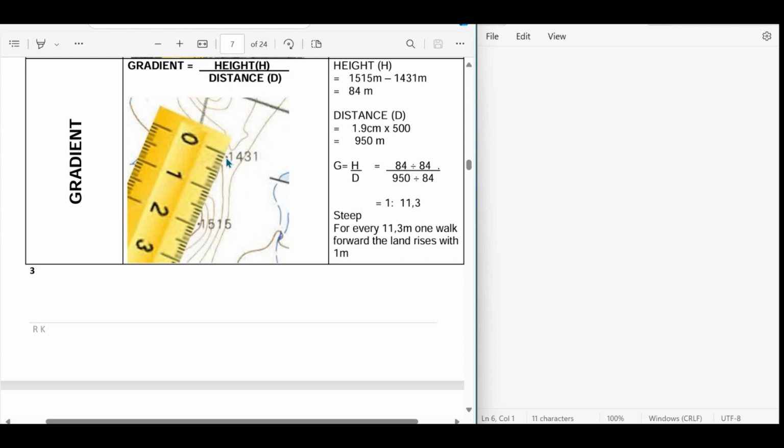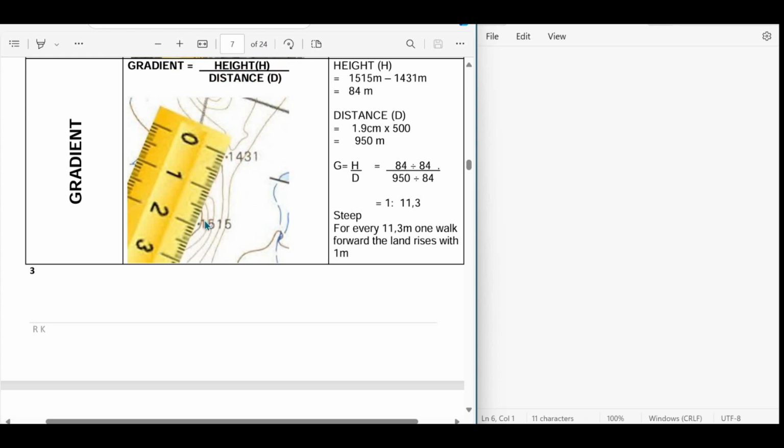Now, how do we calculate gradient? To calculate gradient, we need to have the height of two different geographical objects that we are given. In this case, we are given a spot height of 1515 and a spot height of 1431. We start by calculating the height between these two spot heights.